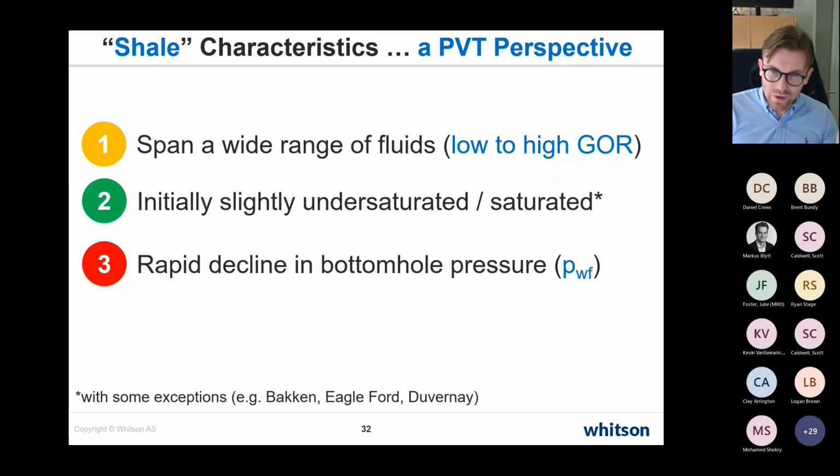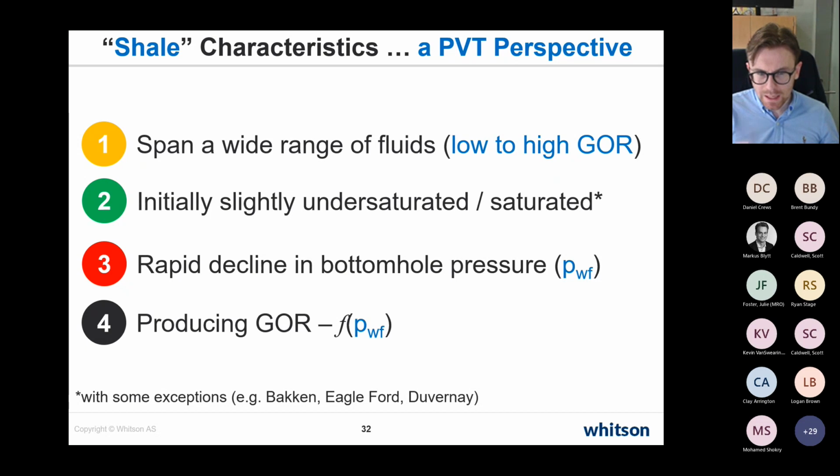The third thing, which is unique for unconventionals, is this rapid decline in bottom hole pressure. That's not something you see that often, at least in conventional fields. That has to do with very, very low permeability and the way we develop these fields. The last thing, the difference between a conventional well and an unconventional well, is that the producing GOR is a strong function of the flowing bottom hole pressure when you're below the saturation pressure.